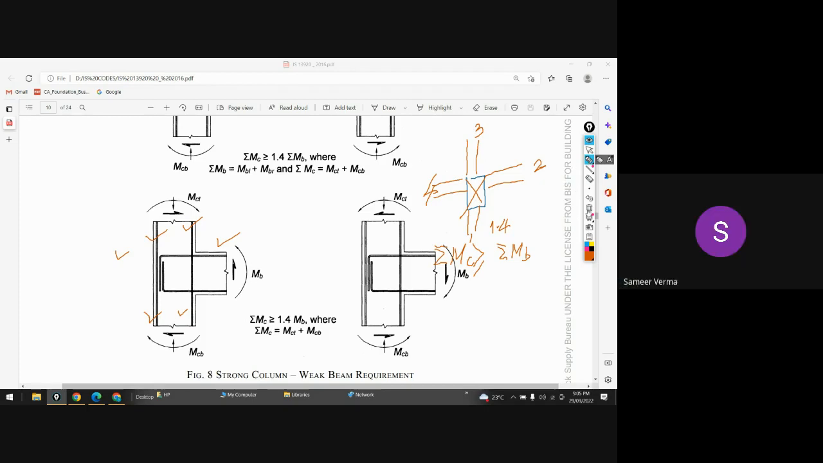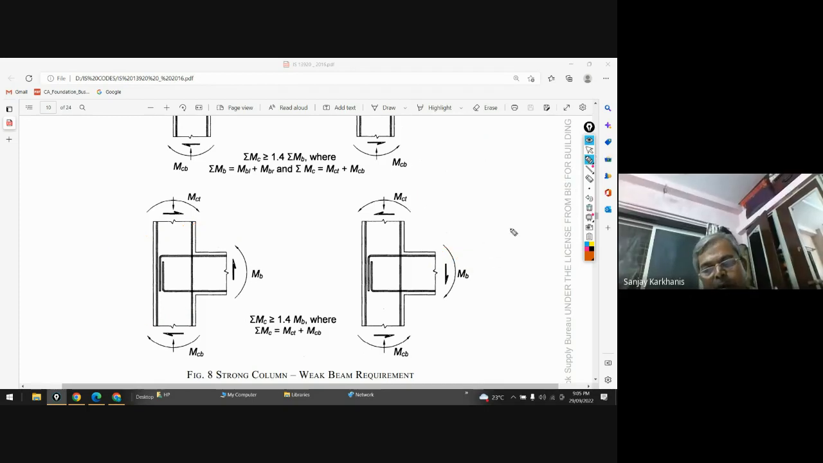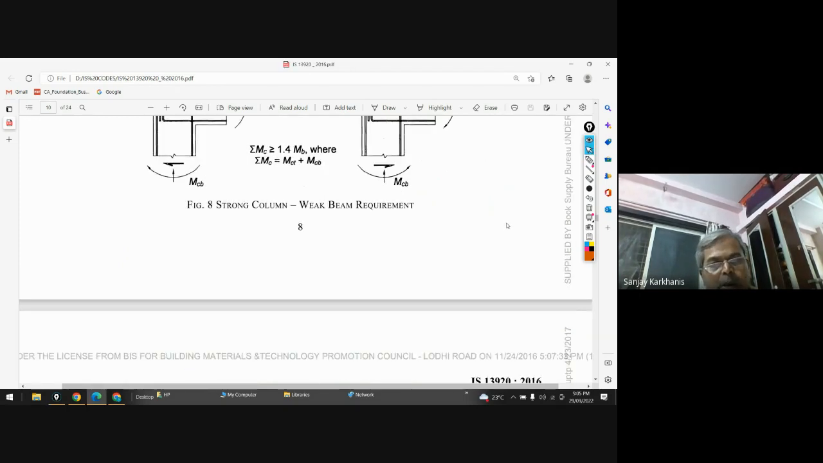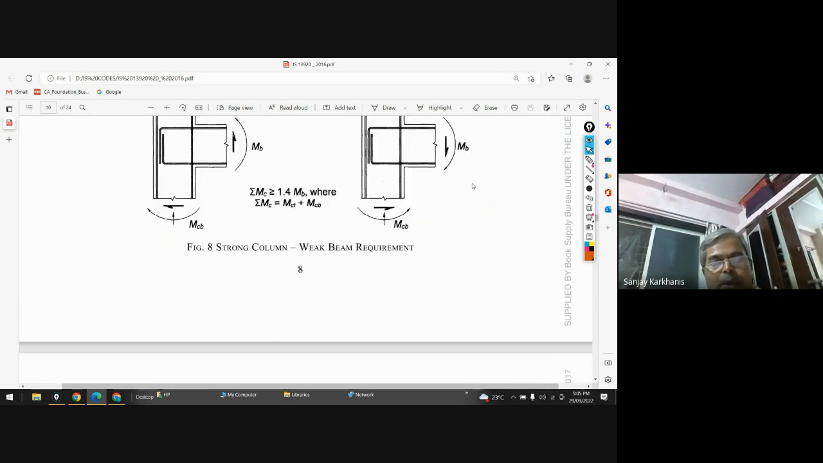Clear, sir. Prima facie, you may feel that अरे ये क्या ductile detailing, ये कहाँ बता रहा है कि beam weak करो, column strong करो. नहीं, इसका meaning ये है capacity of the beams and capacity of the column. If I consider a joint, then the total capacity of the columns shall be 40% more than the total capacity of the beams.